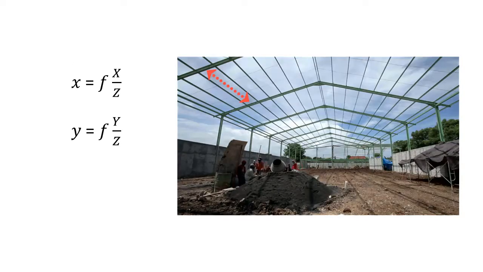Here is an example that shows perspective projection in action. Those two highlighted regions are of the same length in the physical world, but in the image, clearly those distances are scaled based on the depth dimension.